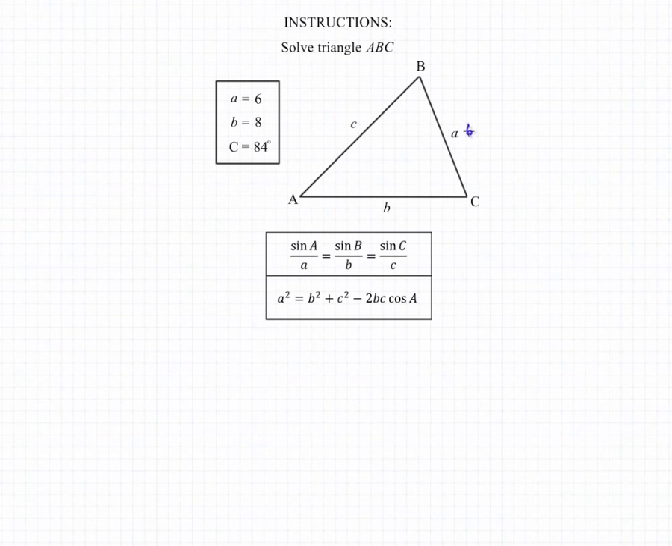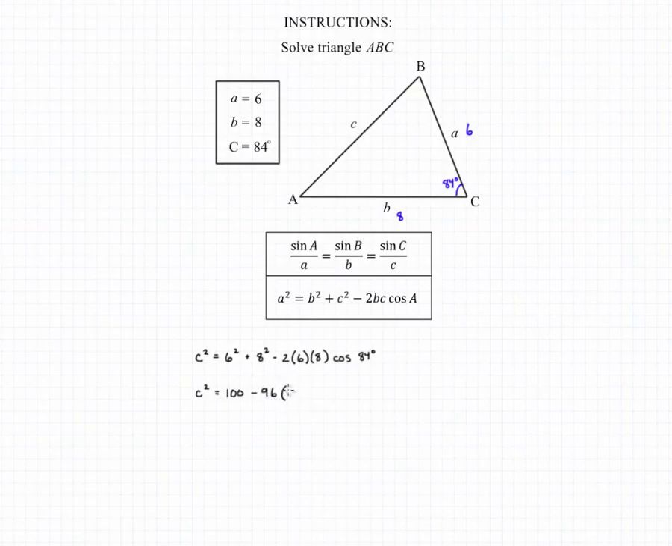Once we've drawn and labeled our diagram, we can see that we don't have any sides that are opposite angles that we know, so a good approach is to try to use the law of cosines. So we're going to solve for side c in this case by saying c squared is equal to 6 squared plus 8 squared minus 2 times 6 times 8 times the cosine of angle C, which is 84 degrees.